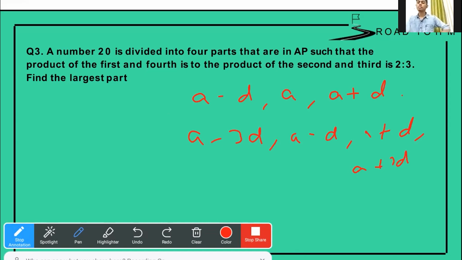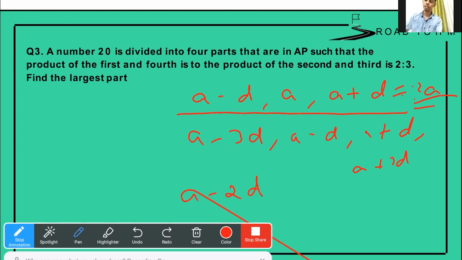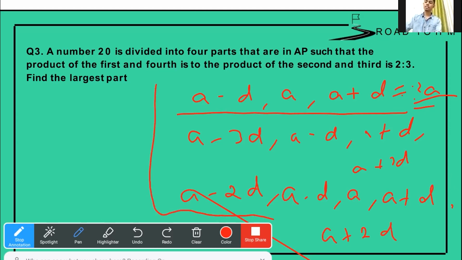The basic principle for considering these notations is that we have to simplify our calculation. If we add these 3, D gets cancelled and we end up getting 3A. That's the basic crux of why we're using this. And for 5 terms, we have A minus 2D, A minus D, A, A plus D, and A plus 2D. Great. So this is the theory that will be coming under this question.